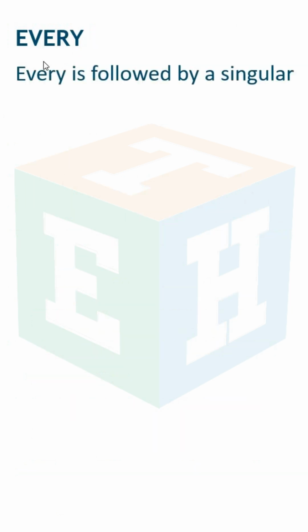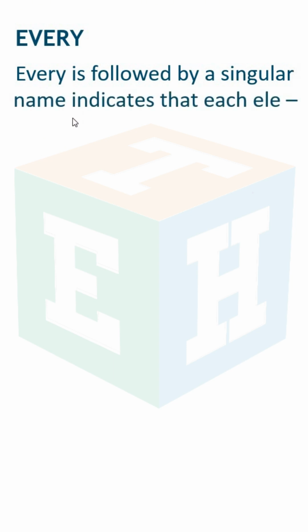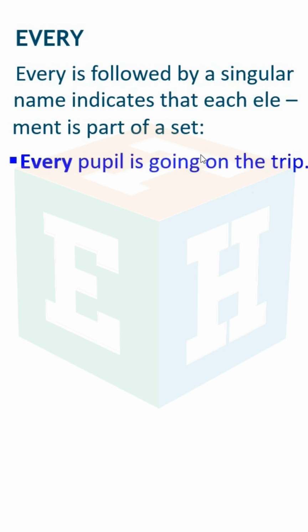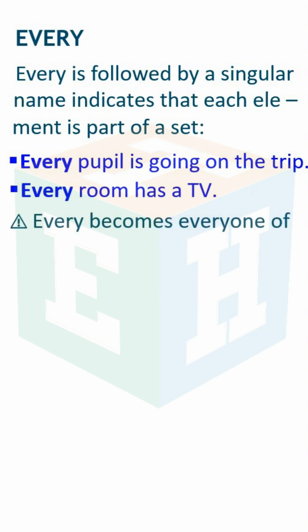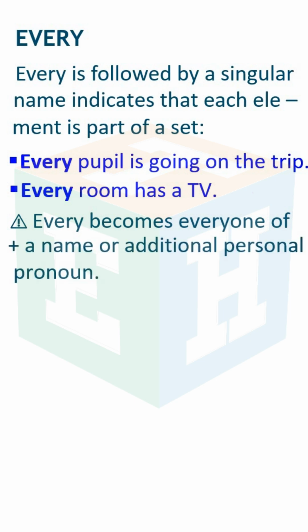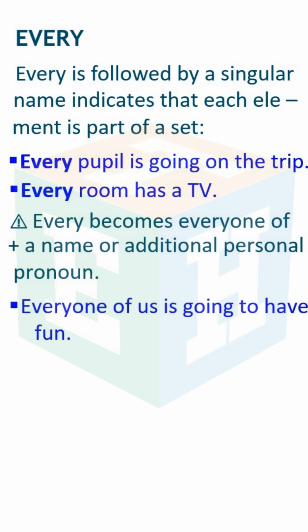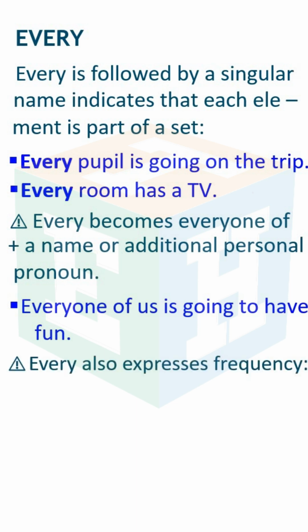Every. Every is followed by a singular name, indicates that each element is part of a set. Every pupil is going on the trip. Every room has a TV. Every becomes everyone, of plus a name or additional personal pronoun. Every one of us is going to have fun.